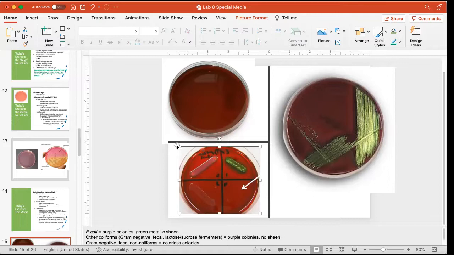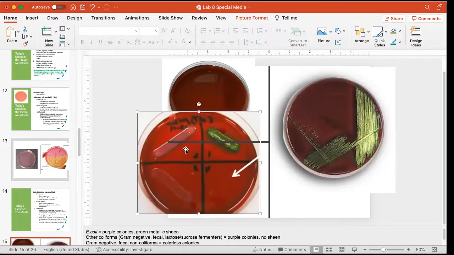Now, take a look at this plate. This plate's been divided into sections. Right here, just one big blob of cells are growing, and they've got that green color. That's E. coli. Over here, I've just got a big old blob of cells growing. Notice that there's a purple color to those cells, to this growth. That purple color tells us something. It tells us that this is a coliform. It can ferment lactose and or sucrose, but it's not E. coli.